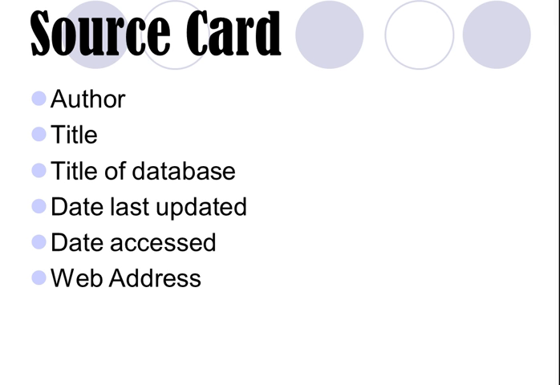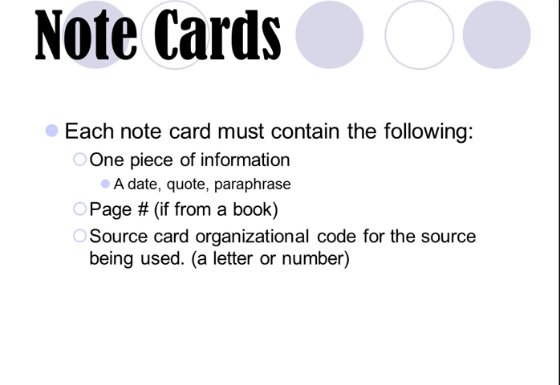So the source card is going to have the author, the title, title of the database, date last updated, date accessed, and the web address. The note cards, each one is going to contain the following: at least 1 piece of information, and I suggest only putting 1 piece of information on each note card. Then the page number, if it's from a book or a journal. And then lastly, the source card organizational code. So remember, this is a number or a letter.